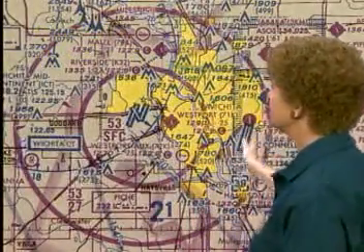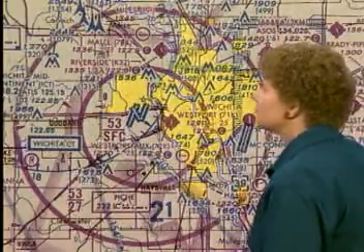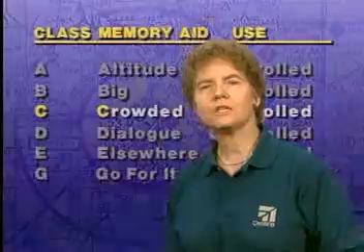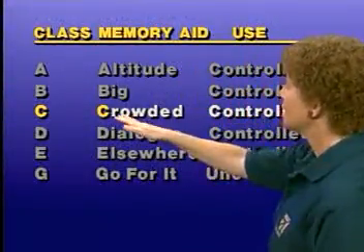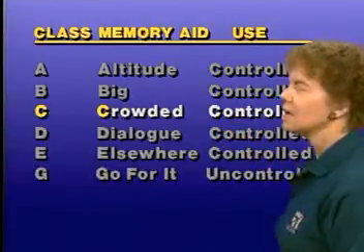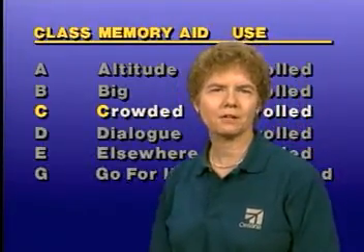However, when you go outside the Class C boundary into that outer area, you may not be separated from all VFR aircraft since they don't have to participate in that outer area. So when you see Class C, Class Charlie airspace, think crowded, think congested. And remember that in addition to a dialogue with air traffic control, you also need to have a transponder.